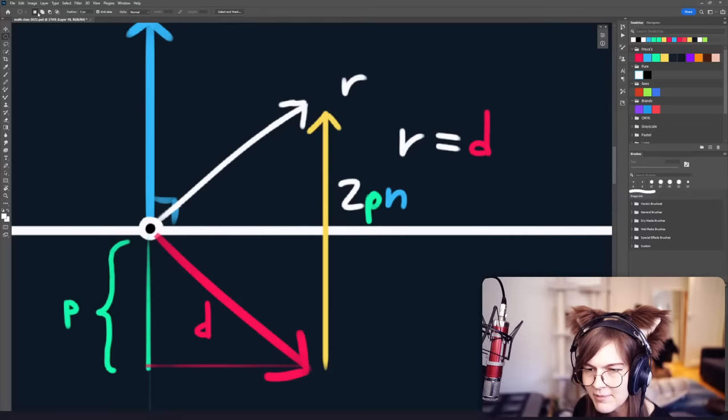Why is my marquee an ellipse? That's illegal.